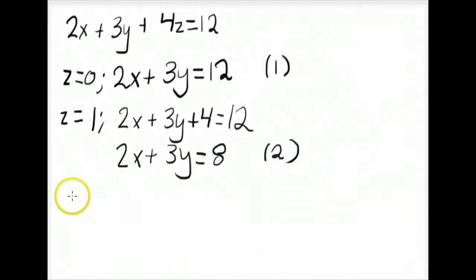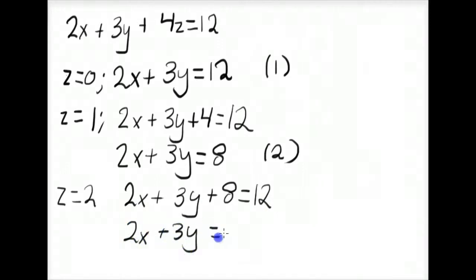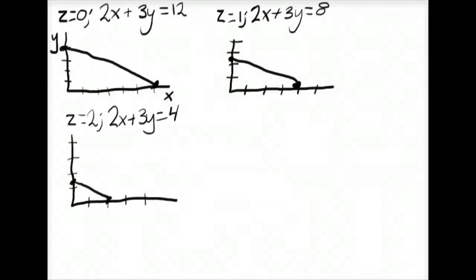If we set z equal to 2, we get 2x plus 3y plus 8 equals 12. So this gives 2x plus 3y equals 4, and we're going to call this equation 3. So when z is a particular value, we get different equations on the x and y plane at that particular value of z.